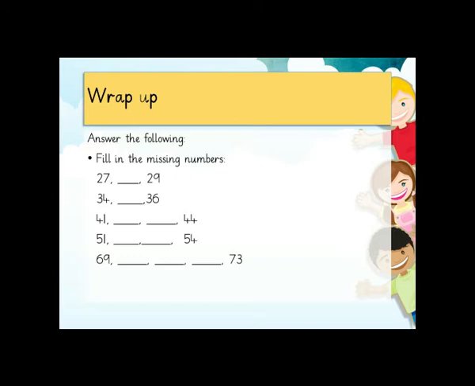Let's come up with the answers. 27, 28, 29. 34, then comes 35 and 36. 41, then comes 42, 43 and then 44. 51, then comes 52, 53 and then 54. 68 and then 69, and after 69 it will be 70, 71, 72 and then 73. I'm sure you have done it the same way.